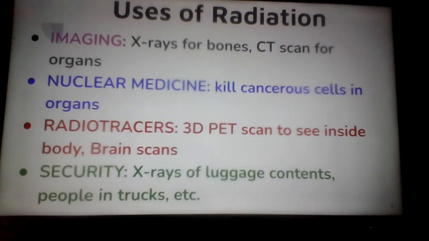Even with imaging, I could have put on there, the dentist will use X-rays for teeth to see if you have cavities. In security, such as at airports or other places where they have to check your bags, X-rays of your luggage can help identify what may be in the bag. There may be something dangerous that people are trying to sneak through. We can also tell if there are people being hidden in trucks, etc. And using security, X-rays can help find potentially dangerous materials. All right. So we do have some really useful purposes of certain kinds of radiation.